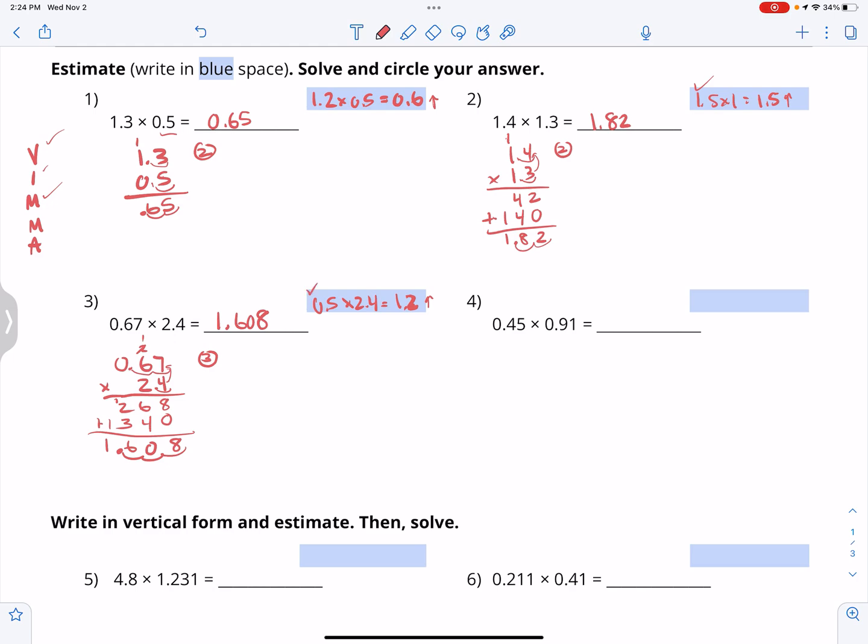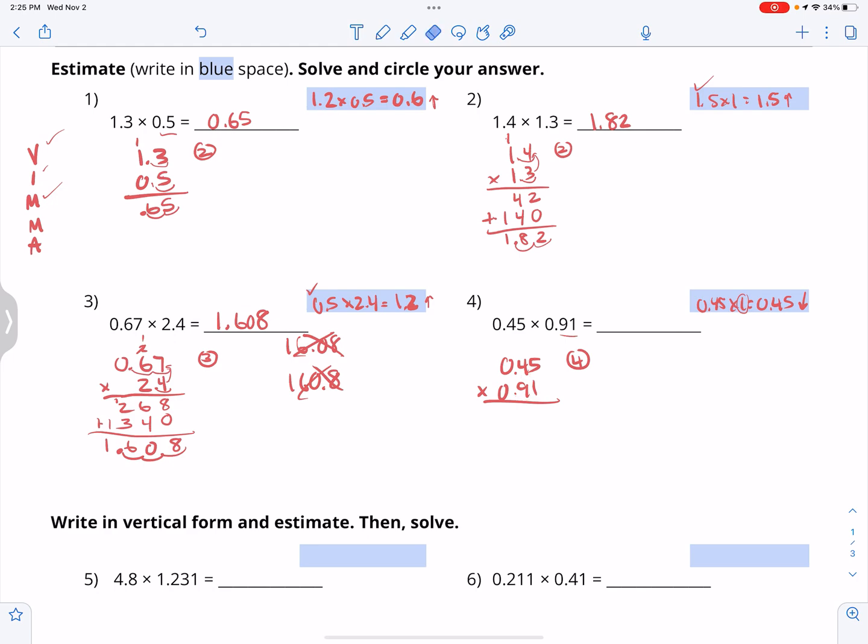More reasonable than if I had gotten 16 8/10 or 160 8/10. Those are definitely wrong. Number 4, my reasonability, I know 45 times 1, so this is going to be about 45 hundredths. Likely less, though, because I don't have one full group. I only have 91 hundredths. So, see, 45, 0.1. And we need to move 1, 2, 3, 4. So we're moving it 4 places.